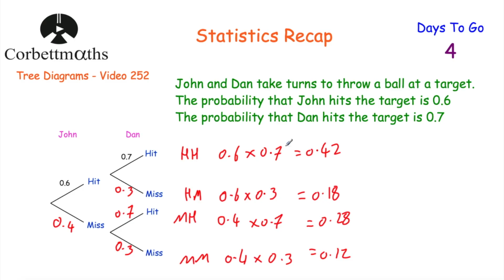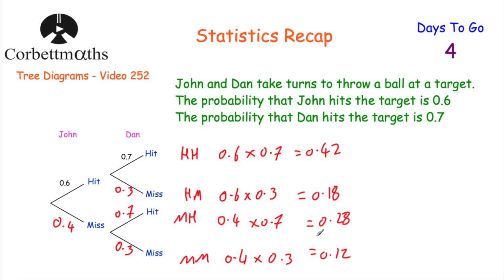And then you might encounter questions like, what's the probability that both men hit the target? That'd be 0.42, or both men missing the target, 0.12. What's the probability that only one man hits the target? That'd be either that option or that option, so you add those together, because for only one man hitting the target, it could be John hits it and Dan misses it, or John misses it and Dan hits it, so you'd add those together to get 0.46.